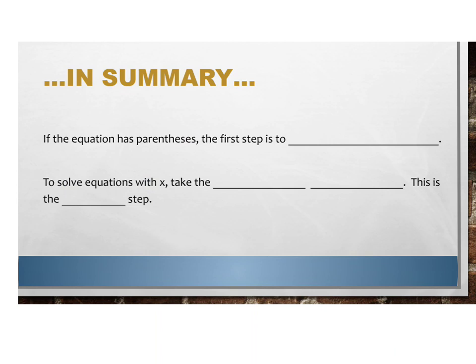All right, in summary, if the equation has parentheses, the first step is to distribute. To solve the equation with the x squared, you take the square root. And unlike distribution, this is the last thing we do when we're solving.